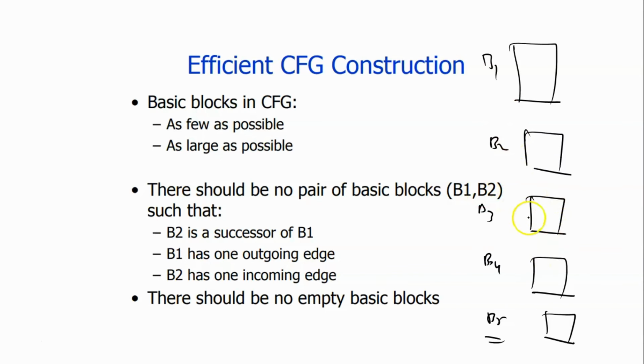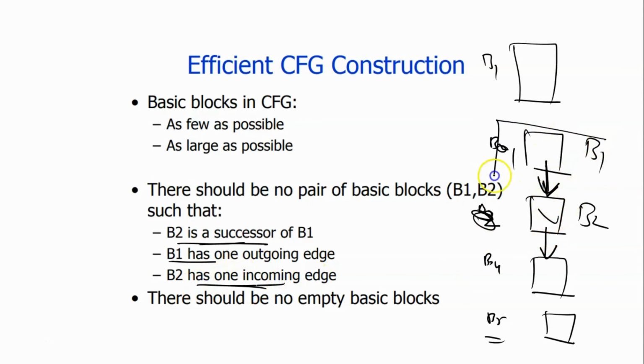So this type of situation was happening. From here you were going here, and from here you were going here. Let's call this B1 and this B2. This B2 is a successor of B1, and B1 has one outgoing edge, and B2 has one incoming edge. So what you can do is merge them. Anyway, I just wanted to let you know about this question.